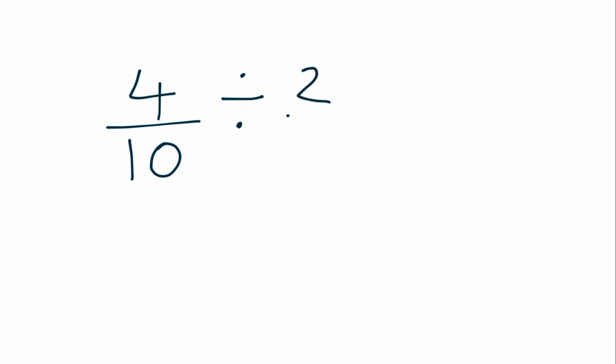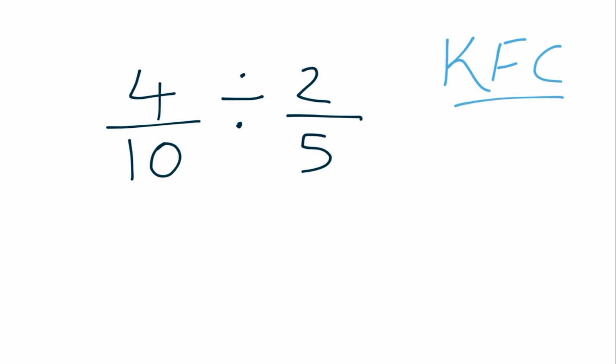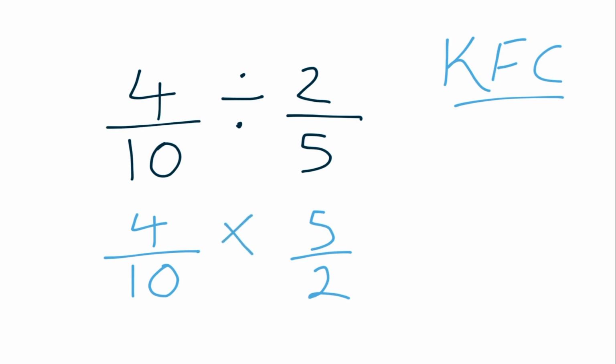So let's look at 4/10 divided by 2/5. So follow the same method. In the exam, always write down KFC. So we keep the first fraction. We flip the second fraction. And then we change the sign, so division becomes multiplication.